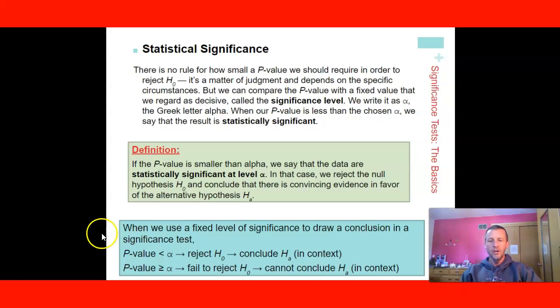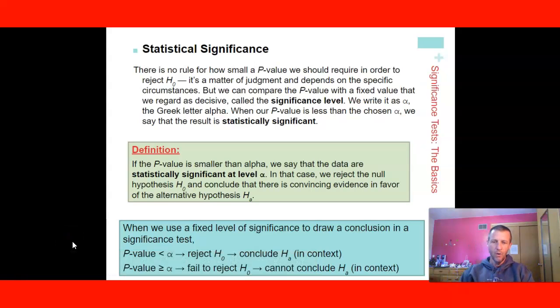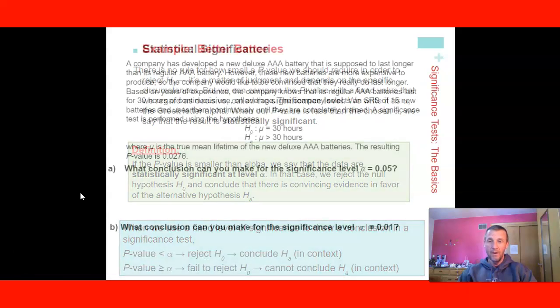Okay? Here's the inappropriate but maybe helpful little rhyme. If the p is low, reject the null hypothesis. Maybe that will help you remember it.